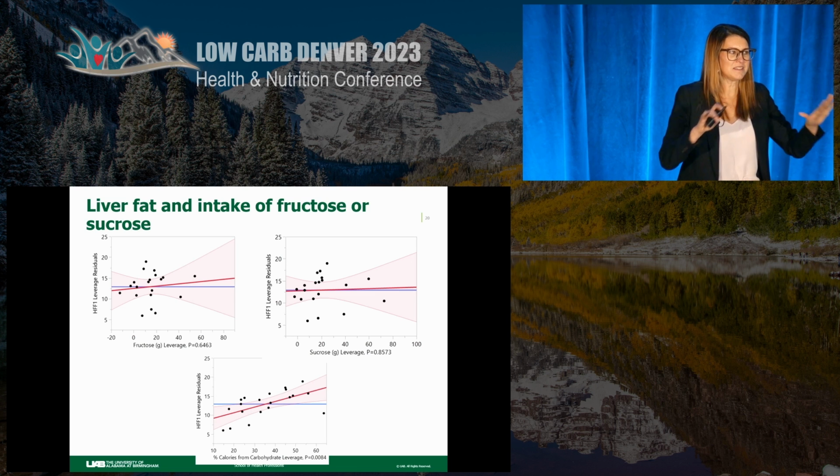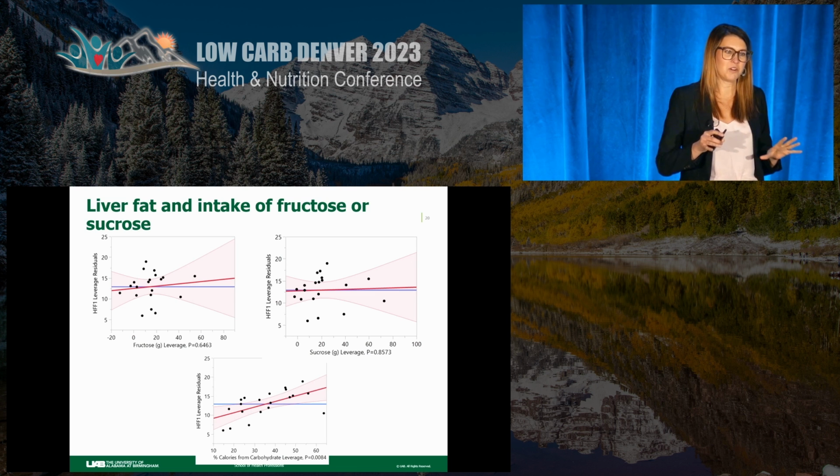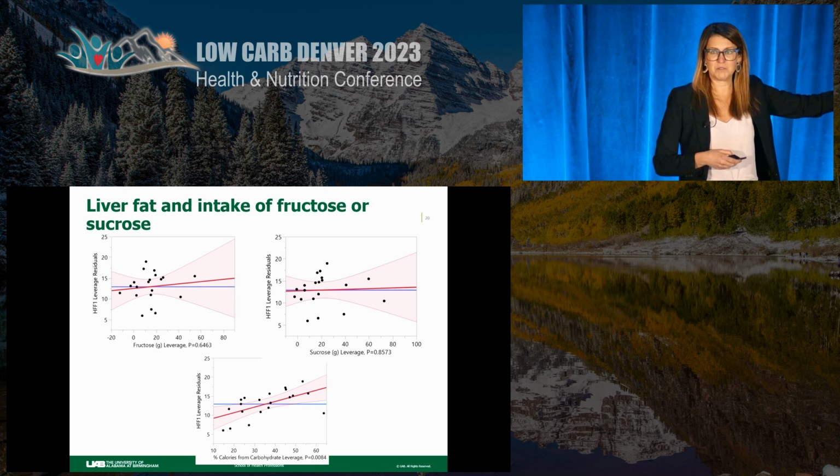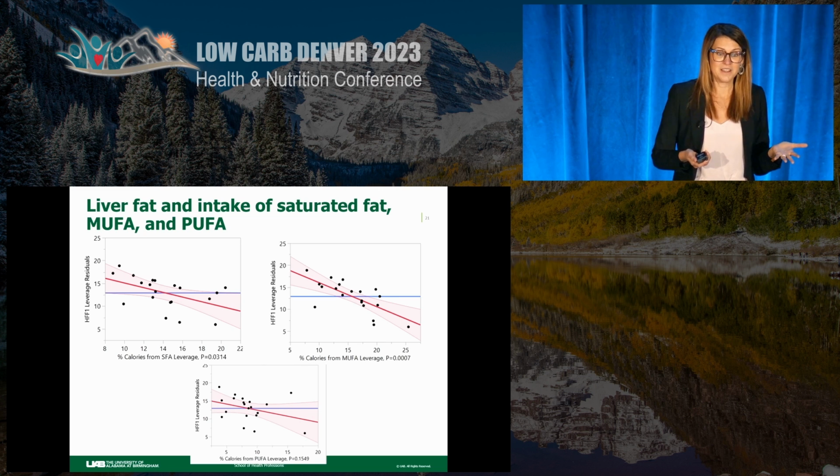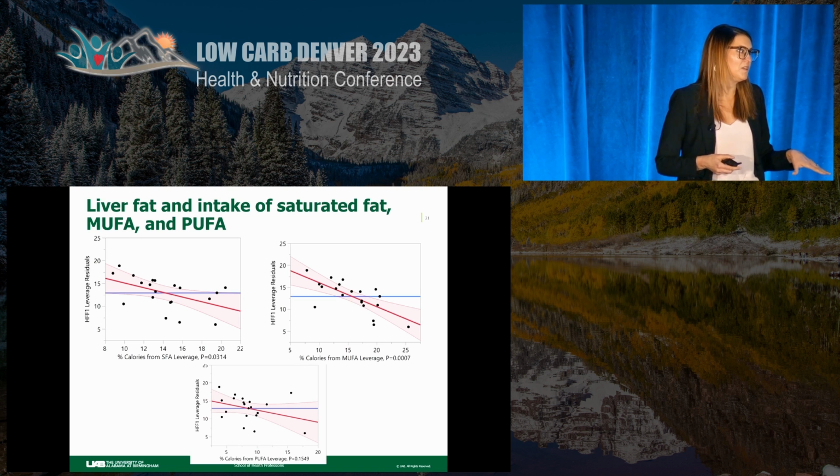Okay, so if we break this down a little bit more, looking at different components of the carbohydrates they were eating, we did not find any significant relationship between intake of fructose or sucrose and change in liver fat. It was solely being driven by percent energy from carbohydrates. And that's the same graph at the bottom there that I had on the previous slide. And if we look at the different components of dietary fat, there's a nice linear relationship between higher intake of both saturated fat and MUFAs and loss of liver fat. We do not see a significant relationship between PUFAs and change in liver fat.